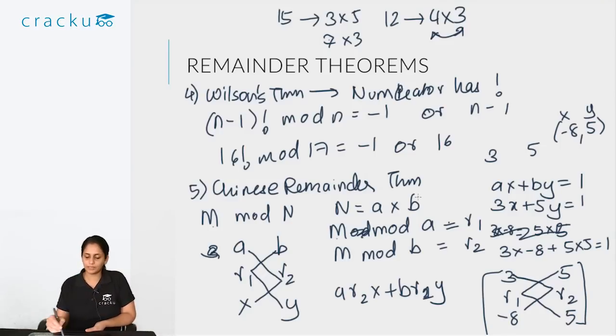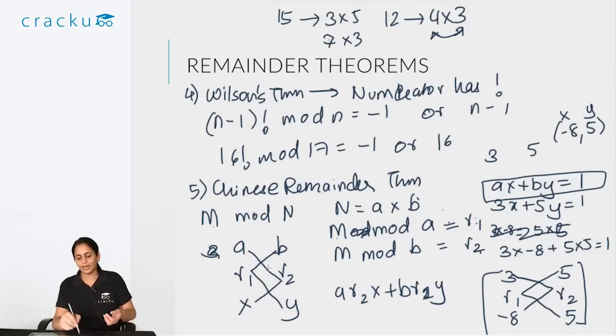Always remember you have to split it up into two coprime factors, find the remainder for each of the coprime factors, and find x and y such that the equation ax plus by is equal to 1 is satisfied. Then write it in this way, where you say a r1 x, b r2 y, and draw these two arrows like this. Once you have that, a r2 x plus b r1 y mod n is the remainder left when m is divided by n. So this is the Chinese remainder theorem.